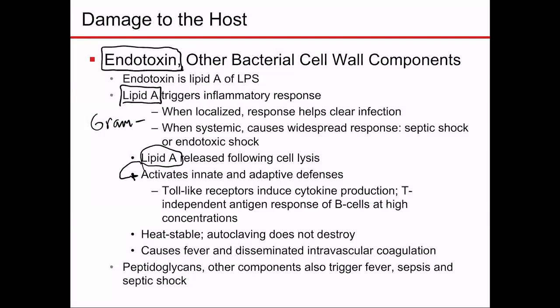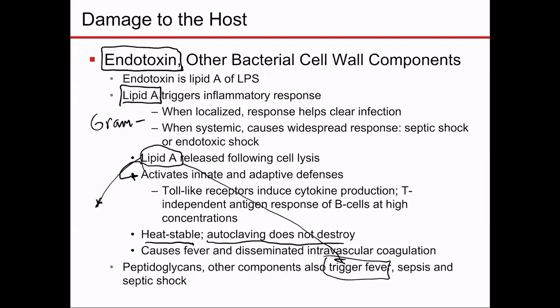This lipid A is also a pyrogen. I didn't mention that here, but oh yes, right here, it can trigger fever. It's a pyrogen, an exogenous pyrogen. And also, this lipid A is very heat stable, and autoclaving may not destroy it. So you will never use endotoxins as a possible vaccine because we don't have a good way to inactivate that lipid A.